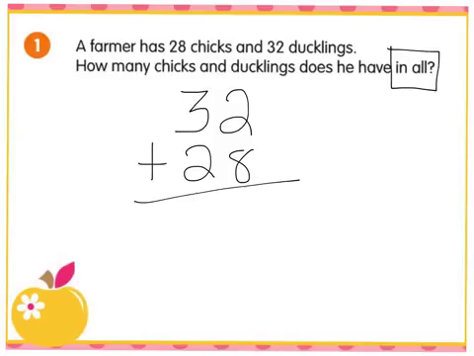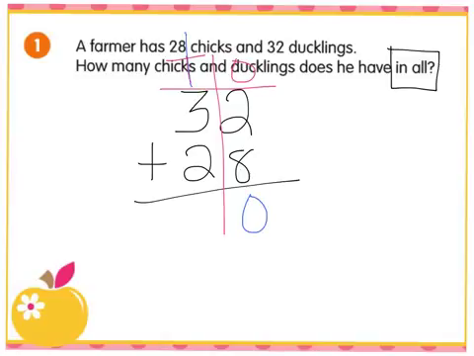Always remember that a good way to help you solve the problems is to lock your numbers up, indicating the ones and the tens place value. When we add, we always start in the ones place. 2 ones plus 8 ones is 10 ones. I can't have 2 digits, so I'm going to drop the 0 and regroup the 1 ten.